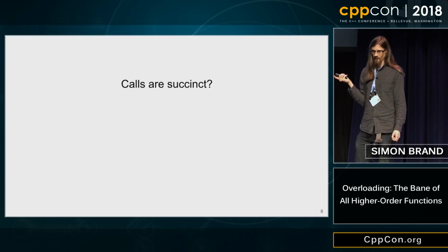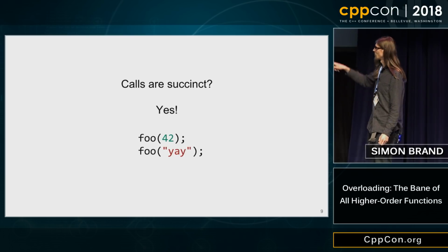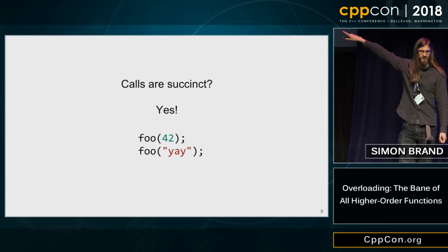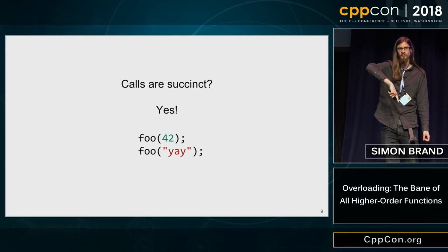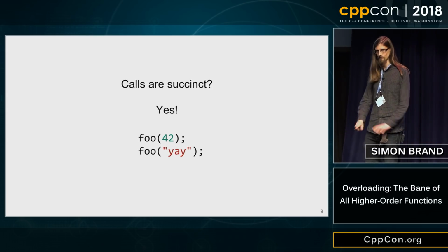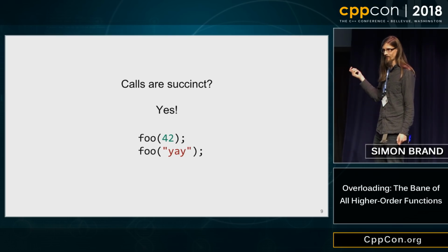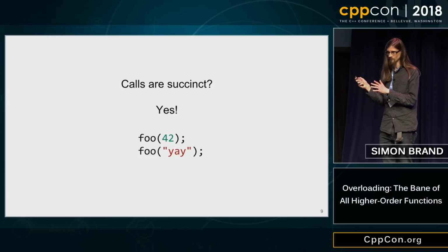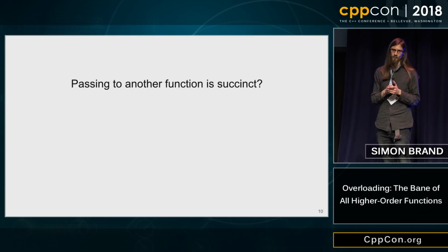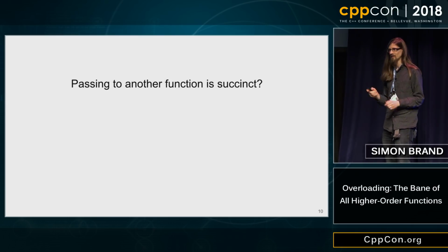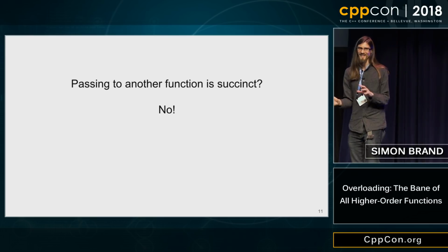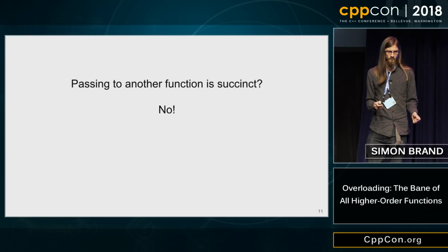So are the calls succinct? Well, yes, they are, because I can just pass 42 or hello, and type deduction kicks in, it all works. Don't have to supply a template argument, don't have to construct an object. This is what I want. But how about passing it to another function? Well, it's not, at least not in all cases.